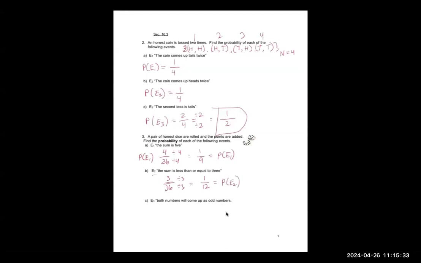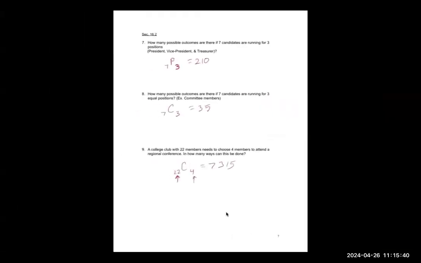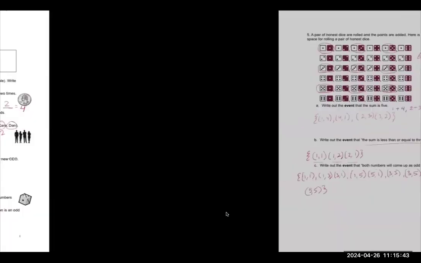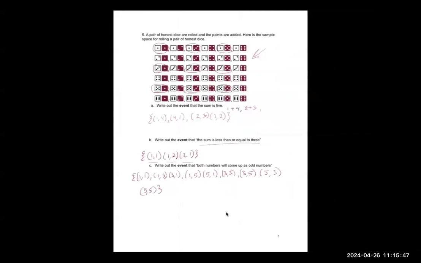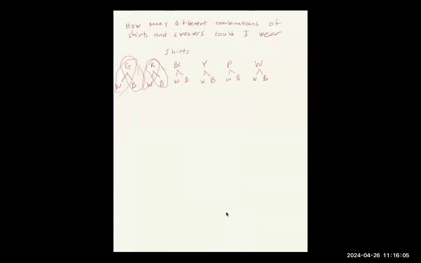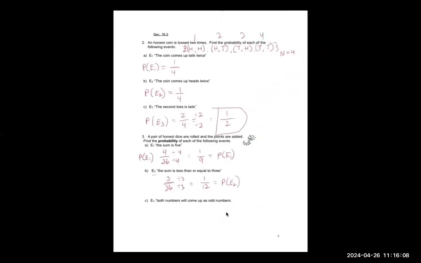There we go. Okay, then it says, both numbers will come up as odd numbers. I believe that we did that too. Yeah, write out the event that both numbers will come up as odd numbers. So we already wrote that out. There is 1, 2, 3, 4, 5, 6, 7, 8, 9. 9 different ways that both numbers could be odd, and 36 total possibilities. So it's 9 out of 36. Divide by 9, and I get 1/4. That is the probability of event E happening here.